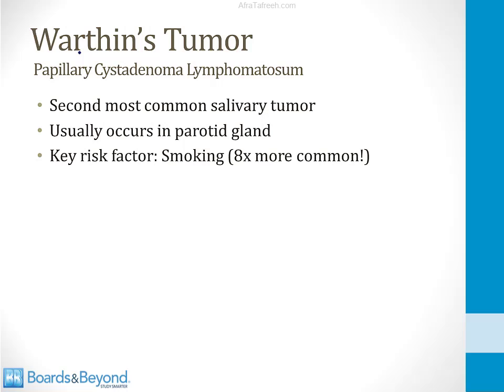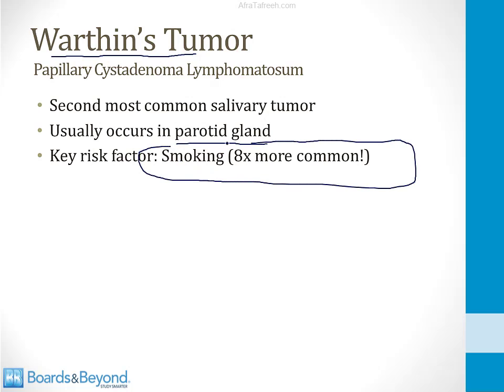The second most common type of salivary tumor is called a Warthin's tumor. It's also sometimes called a papillary cystadenoma lymphomatosis. This usually occurs in the parotid gland, just like most of these salivary tumors. And a major risk factor here is smoking. This tumor is 8 times more common among smokers than non-smokers.